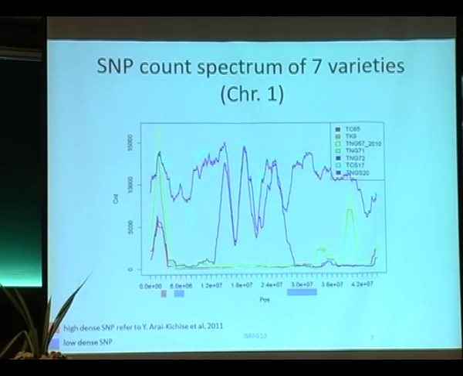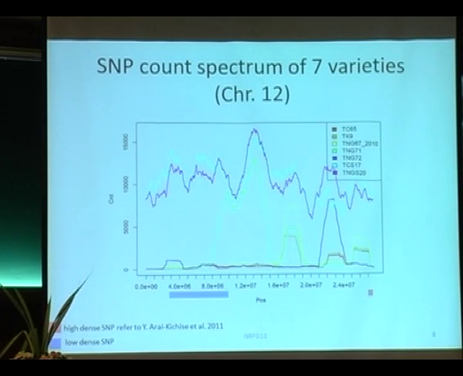Sometimes our results for these 7 Taiwan varieties are very close to their results, but sometimes they are not. And in chromosome 12, the situation is the same. Sometimes our japonica rice has this shape. In this area, it looks very close to indica, and in this area, it's not.